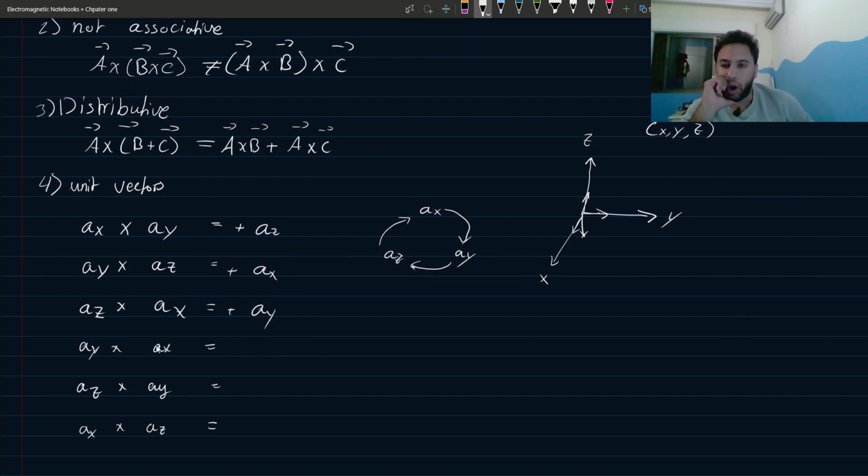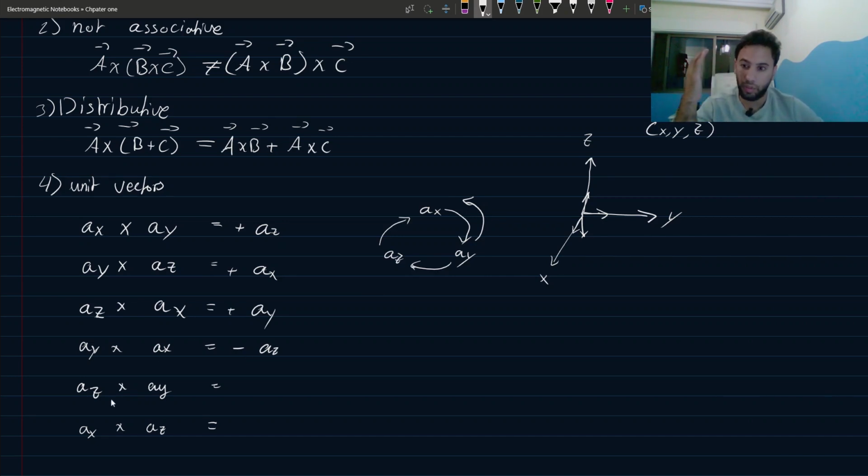Now, AY cross AX. What is a unit vector that is perpendicular to both AX and AY? Well, AZ. But is it positive AZ or is it negative AZ? Well, let's take a look at the cycle. AY, then AX. It's against the grain. It's against the flow. It's against the arrows. It's in the opposite direction. It's a negative AZ.